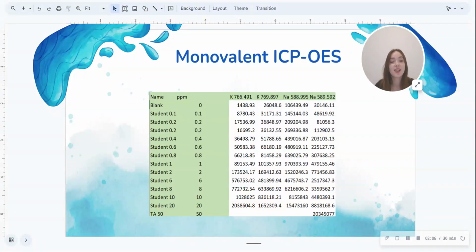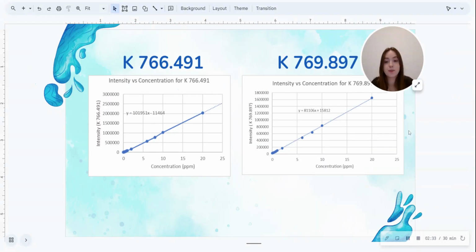All right, for our data, we're going to start off with the monovalent ICP-OES. So for this, we have the 4 different intensities that were shown through the concentrations. We can see over here how each group had a different concentration aside from the TA, which are recorded, and then you have the intensity and the absorbance levels.